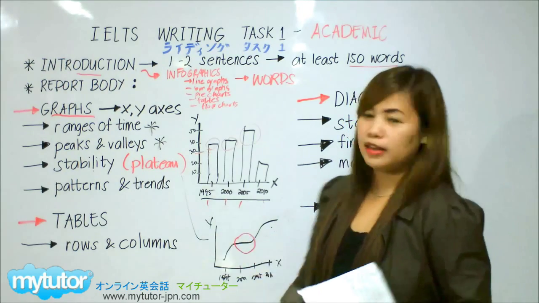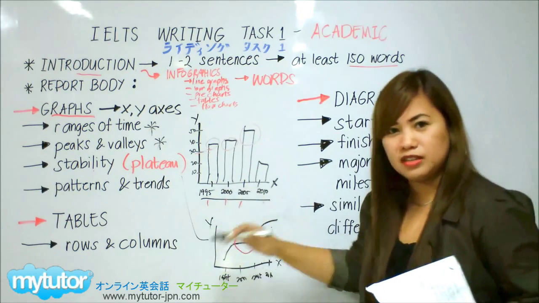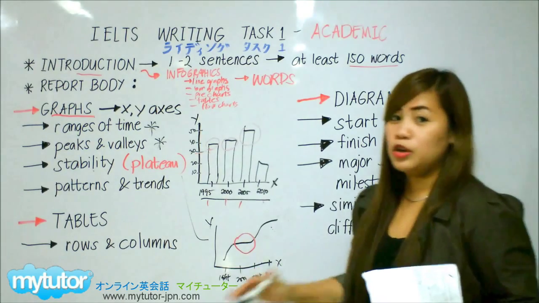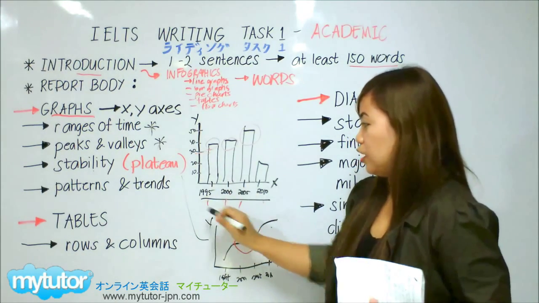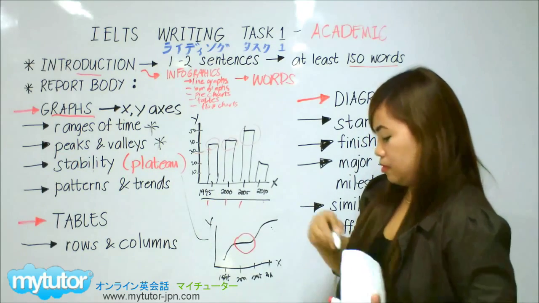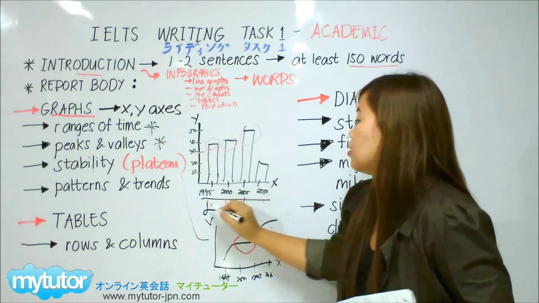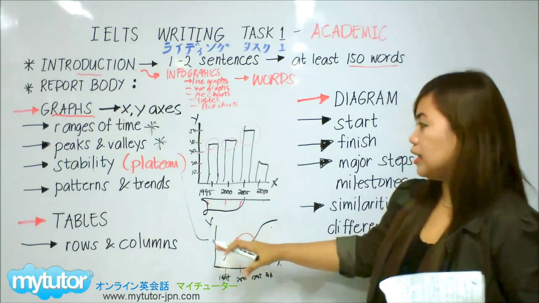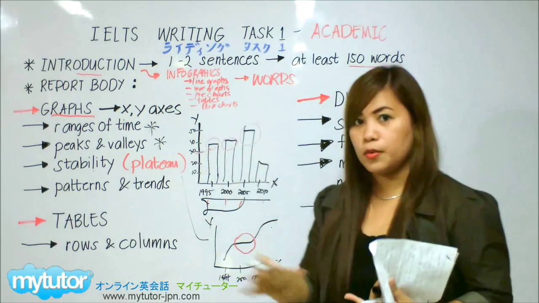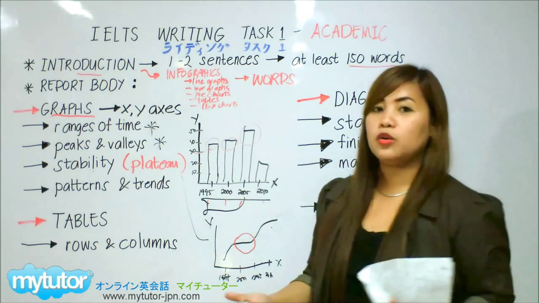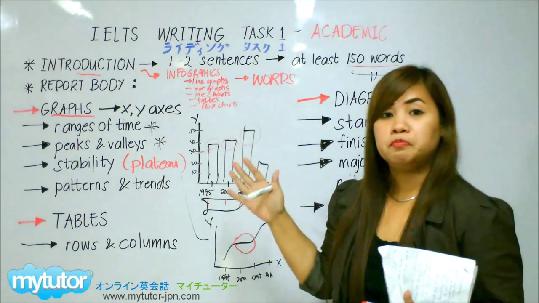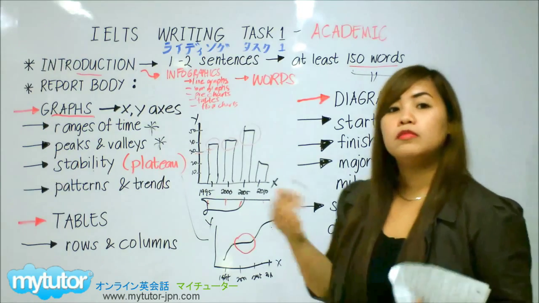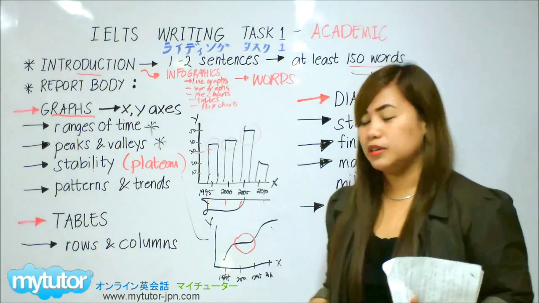You don't have to write like, in 1995 this and that, in 2000. No, you don't do that. You have to summarize. Okay, you talk about the 3 years in one context. You summarize it. Take note, we are only given 150 words and up. So you have to make your sentences wisely.